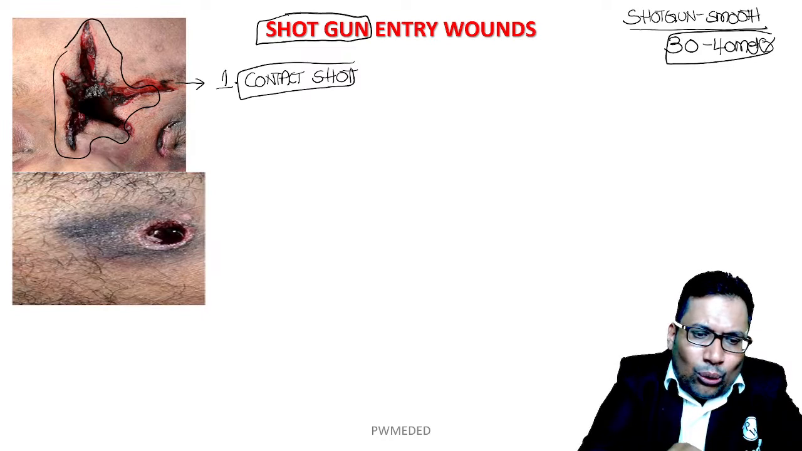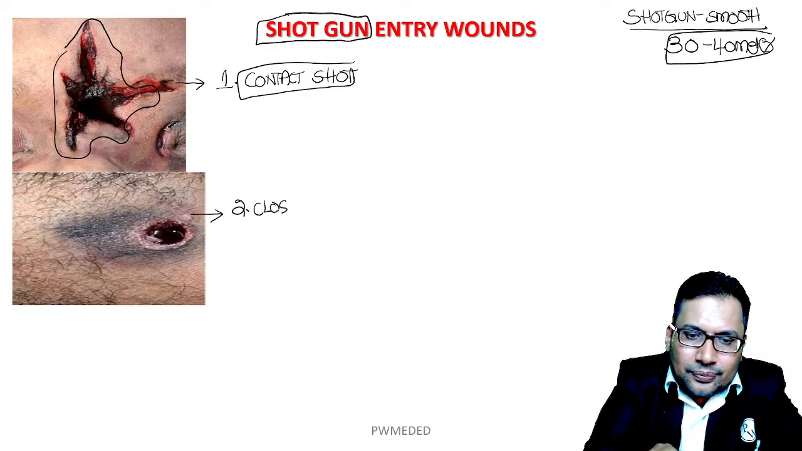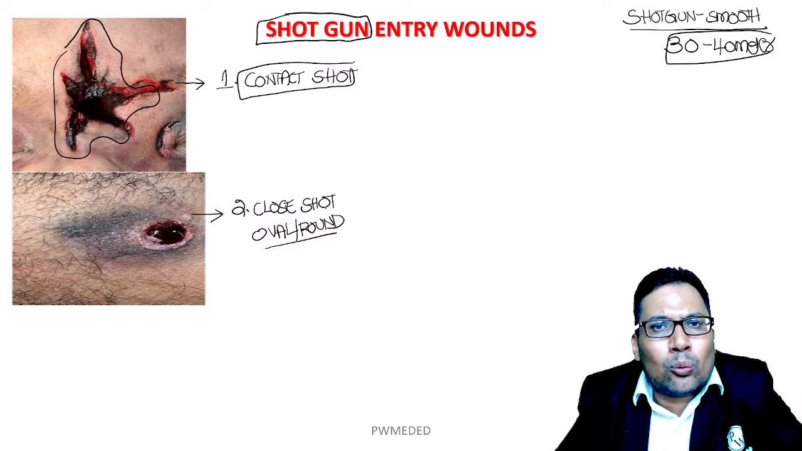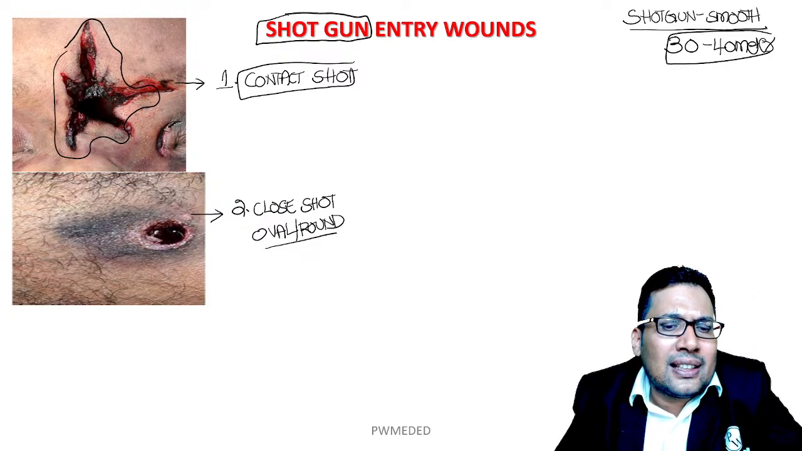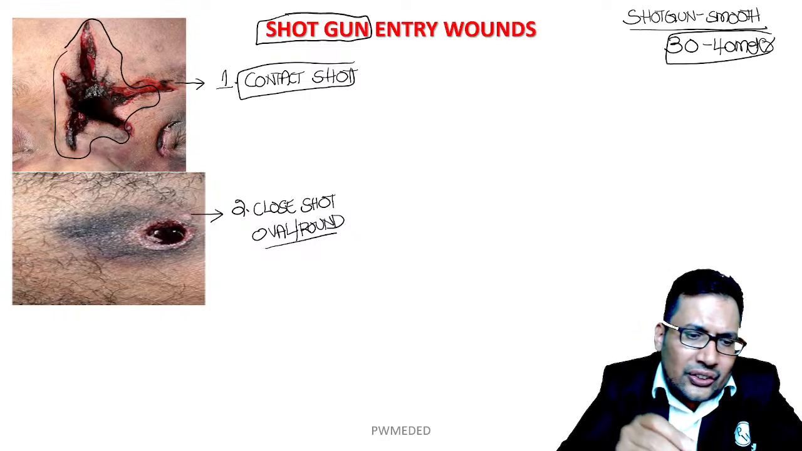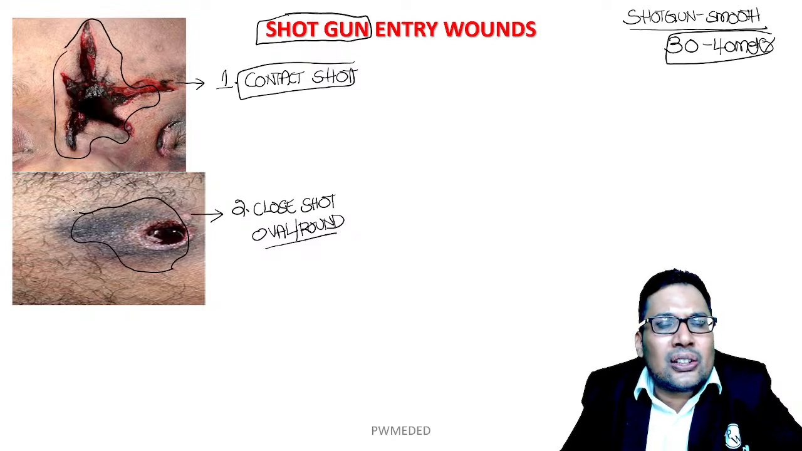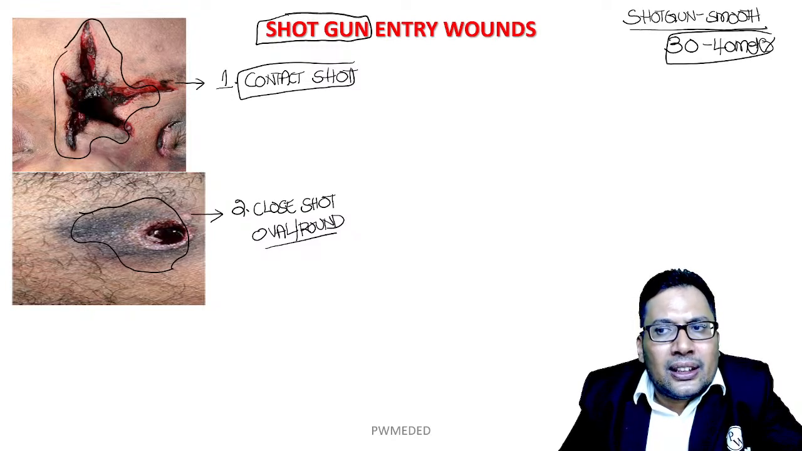The second one is the close shot. In close shot, you will see an oval or round opening, a round entry wound. Whenever you see an oval or round entry wound, that is the close shot. You can see blackening and singeing also. Whenever you see this type of picture, it must be a close shot, or the contact to close shot range.